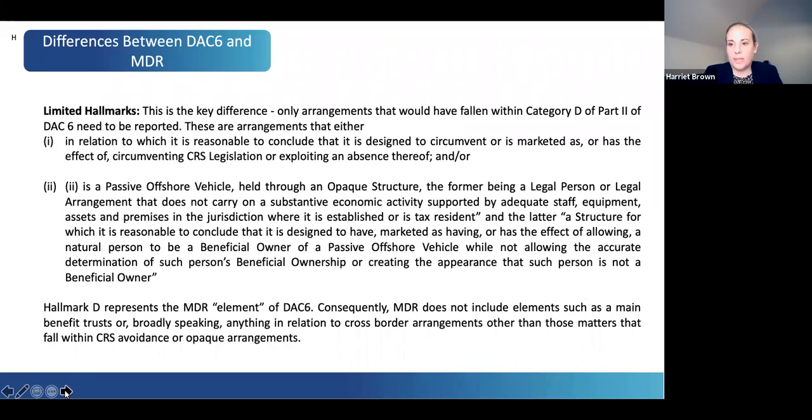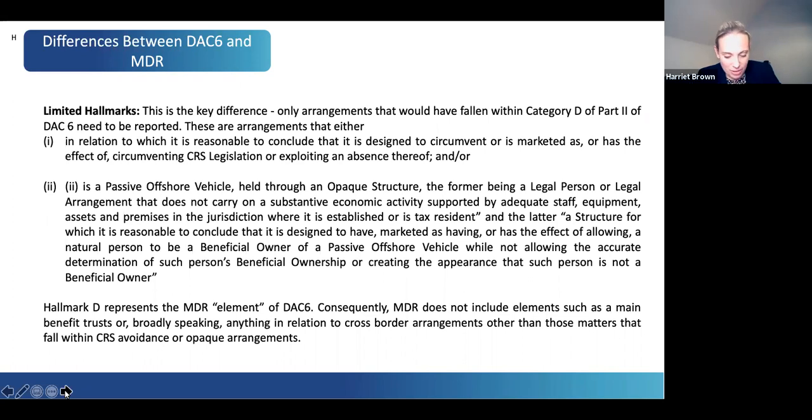So, as I've said already, the key difference that we're looking at between DAC6 and MDR, and I've highlighted some of the similarities there, is that we've just got the limited hallmarks. They are actually referred to as hallmarks in the MDR, but in a different way. So we just have these 2 rules effectively, a rule about reporting in relation to CRS avoidance arrangements, and a rule in relation to reporting around opaque offshore structures.